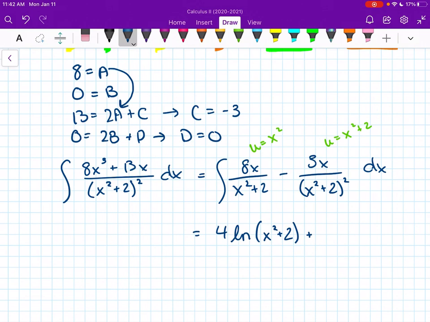And then over here, I have that exponent of -2, so the negatives will cancel. I get 3 over 2 times the quantity x squared plus 2, plus c. Okay, so confirm those integrals for yourself, and that would be our answer for that.